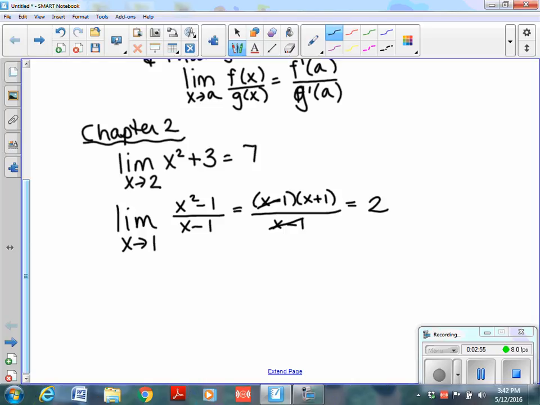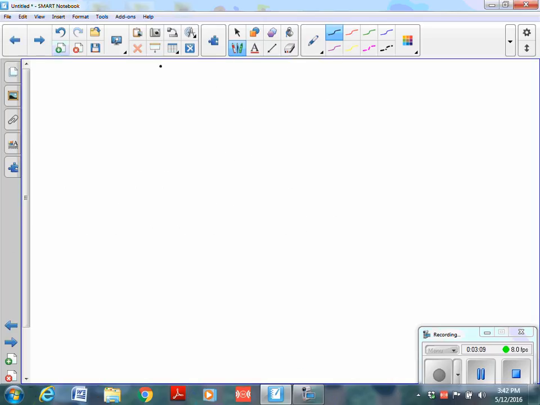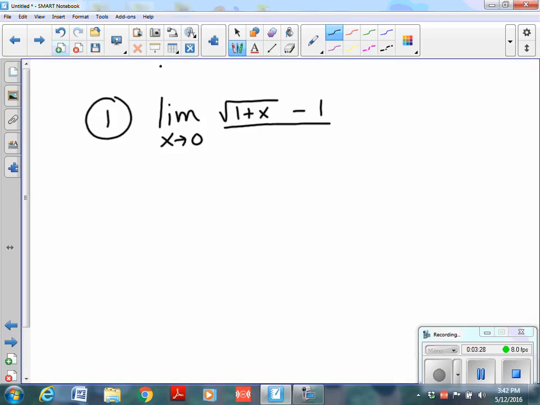Other than that, those are how you did your limits. I know you did one-sided limits and two-sided limits or whatever. But now I'm going to show you another problem using L'Hopital's rule. And here's problem number 1. Basically, all I'm giving you is a bunch of examples using L'Hopital's rule. The limit as x approaches 0 of the square root of 1 plus x, minus 1, all over x.